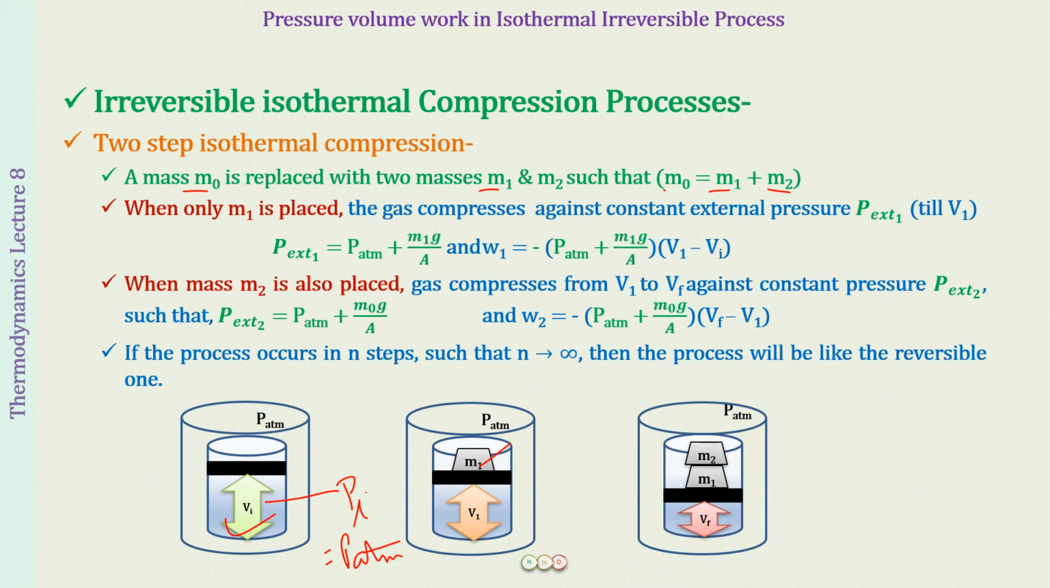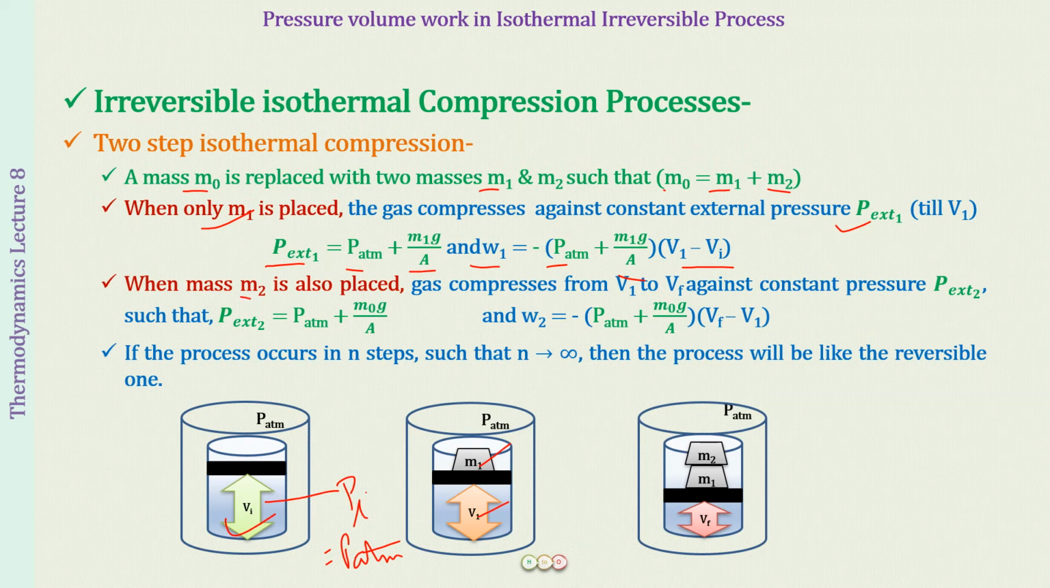When we placed m1 mass, what happened? The gas is compressed against the external pressure P external 1 till V1 volume. And what will be P external 1? This will be equal to P atmosphere plus m1 G upon A, and the work done will be equal to minus P atmosphere plus m1 G upon A into V1 minus Vi. Clear? I hope no problem.